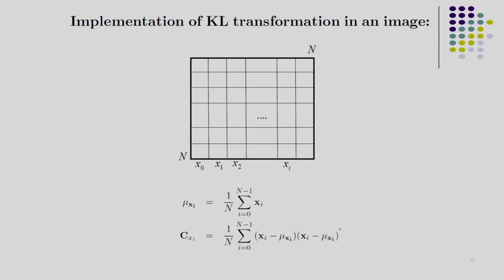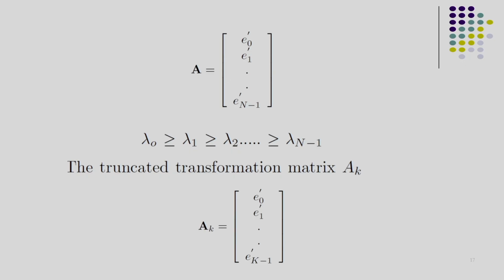Now, implementation of the KL transformation in an image. Consider an n cross n image. In this n cross n image, you can see the columns are x0, x1, x2 like this. Every column I can consider as a vector. After considering a particular column xi as a vector, I can determine the mean, and also the covariance corresponding to that column. After this, I am determining the transformation matrix. The transformation matrix is A.